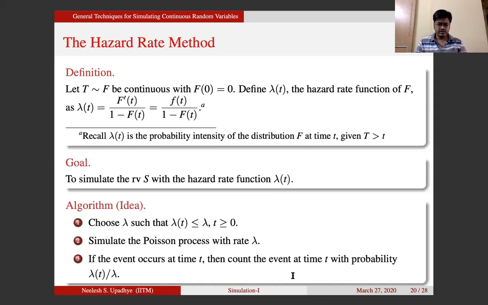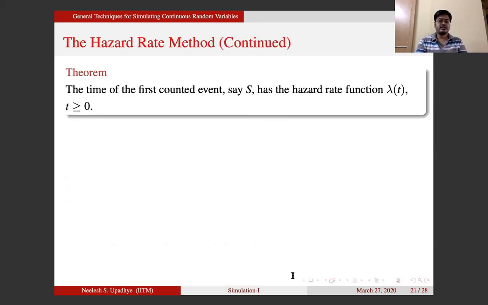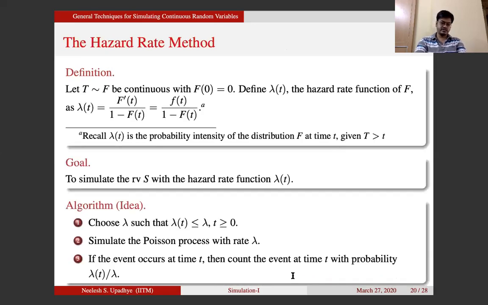Now I want to figure out, if I use this algorithm, whether I will be able to generate a random variable S with hazard rate lambda(t). In order to understand this, let us try to put this as a theorem in the next slide. That is, the time of the first counted event. So we are actually counting the time, not the event. The time of the first counted event, say S, has hazard rate function lambda(t), where t is greater than or equal to 0. This is what I want. So how will we count the time? Using the algorithm idea that is given here.